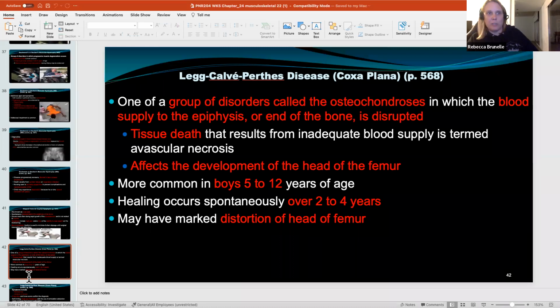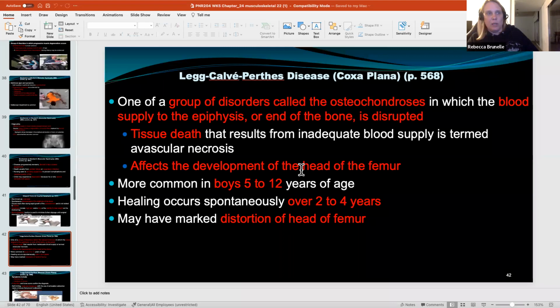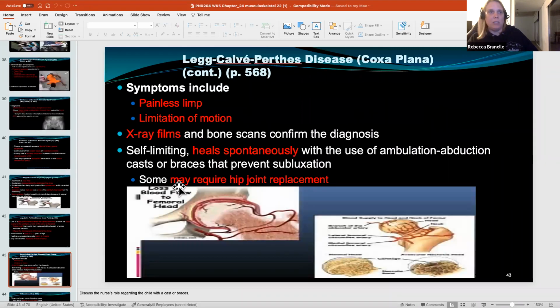So this one, they're going to be limping, they have limitations on their movement, but like I said, it almost goes away on its own without any treatment, but they do need to be monitored because they could end up with joint problems. You can end up needing this joint replacement surgery.